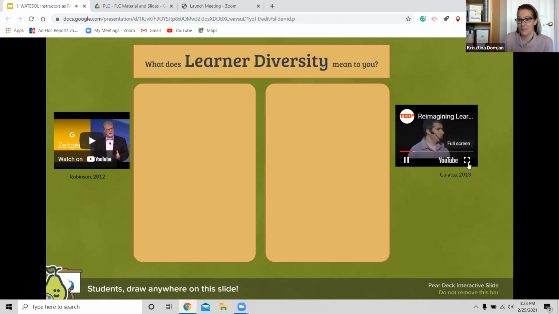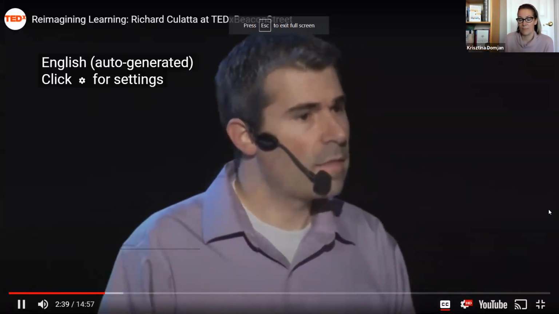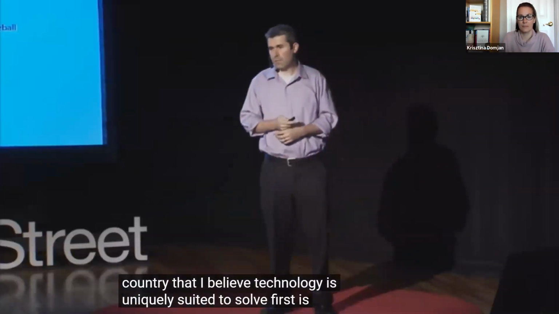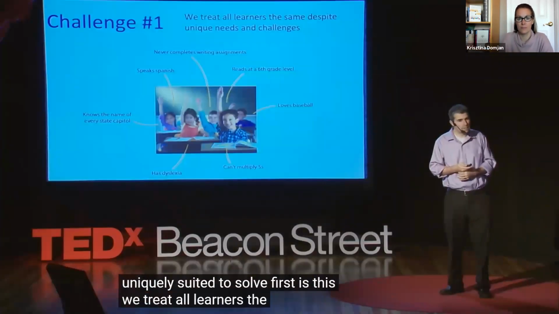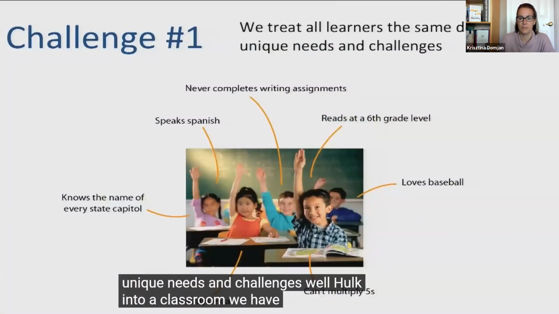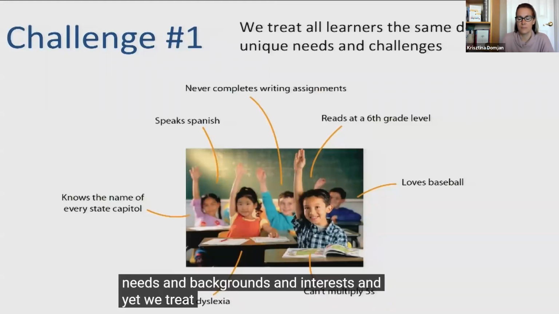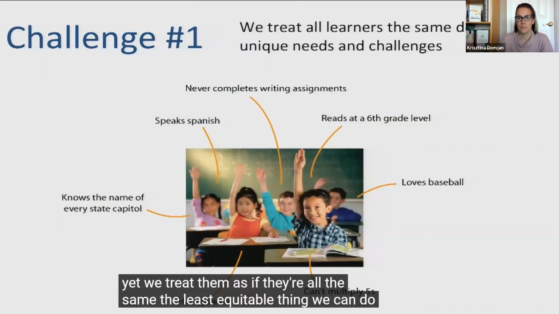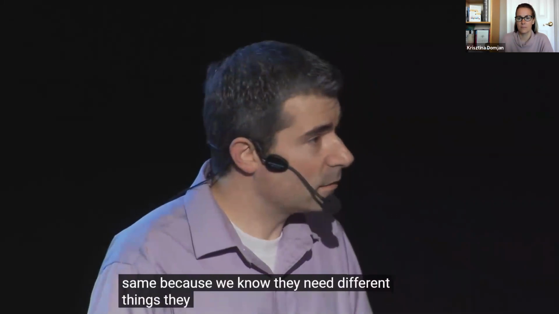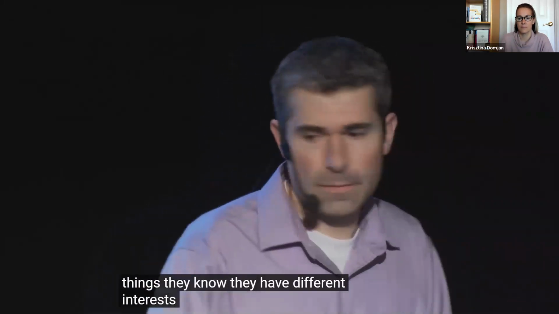What I want to do is share 3 challenges that we face today in education across this country that I believe technology is uniquely suited to solve. First is this: we treat all learners the same, despite unique needs and challenges. We walk into a classroom, we have a whole group of students, and they all have different needs and backgrounds and interests, and yet we treat them as if they're all the same. The least equitable thing we can do in learning is treat all students the same, because we know they need different things, and they know they have different interests.